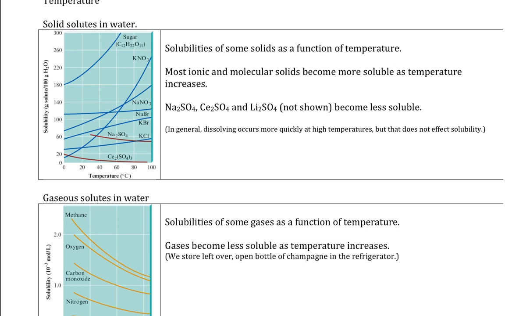So what we have is the solubilities of most ionic and molecular solids. We have all ionic solids except for the sugar, that's a molecular one. They become more soluble as temperature increases. So for most solutes, they become more soluble as temperature increases. But there are exceptions, so we see the two there as exceptions. Lithium sulfate is also an exception. It's not shown, but they become less soluble.